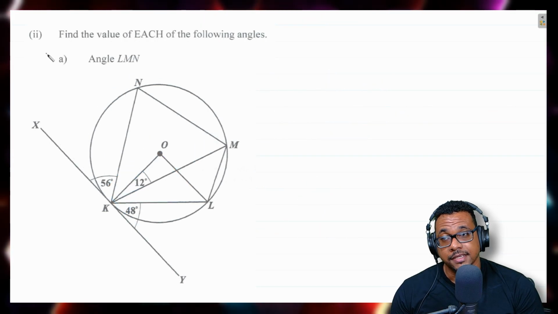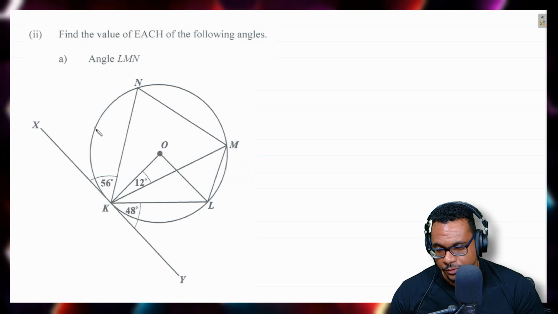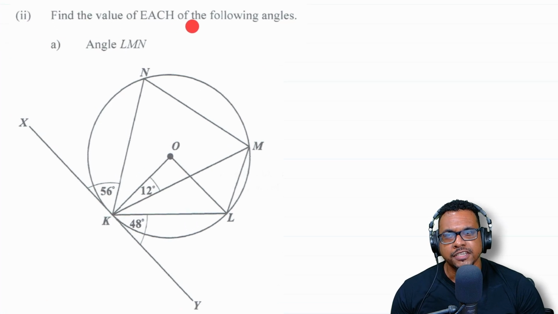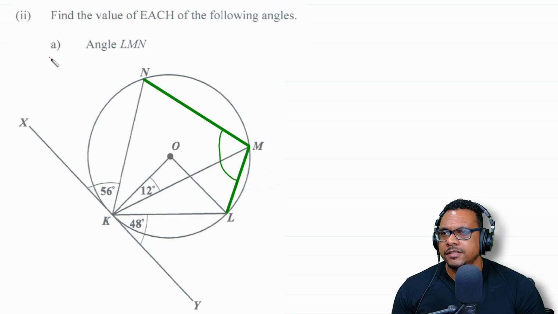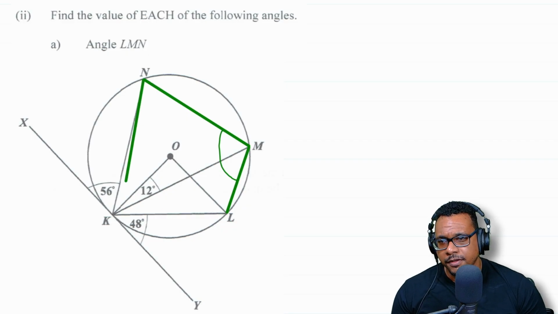All right, so next for part A, part 2, and then part A of that part 2, we have to find the value of each of the following angles, and that first one is angle LMN. So we are going from L to M to N. So that's L to M, and then M to N. And this is the angle that we want to find. Now, what I'm noticing about this angle is that I'm seeing a cyclic quadrilateral. So I'm going to highlight that. So I'm going to highlight here and highlight here.